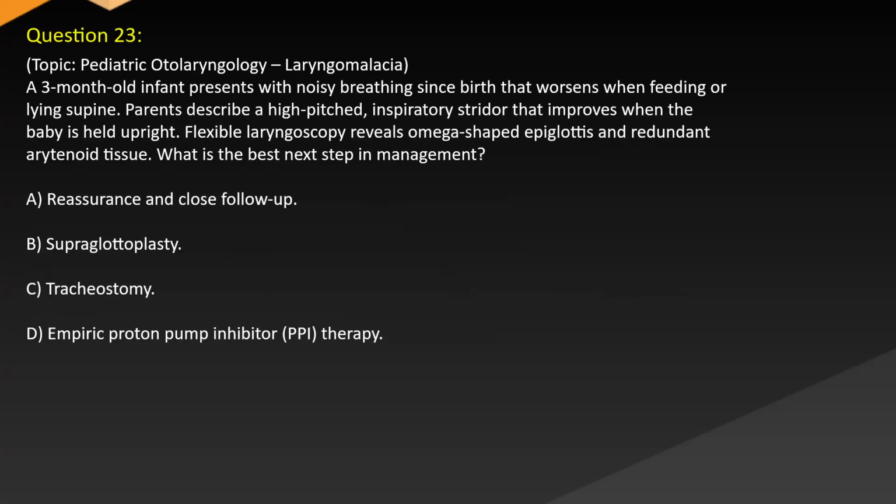Question 23. Topic: Pediatric otolaryngology. Laryngomalacia. A 3-month-old infant presents with noisy breathing since birth that worsens when feeding or lying supine. Parents describe high-pitched inspiratory stridor that improves when the baby is held upright. Flexible laryngoscopy reveals an omega-shaped epiglottis and redundant arytenoid tissue. What is the best next step in management?